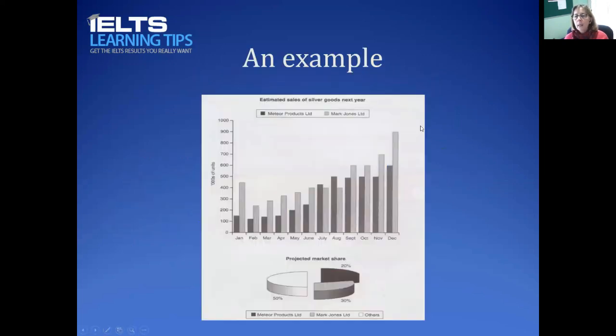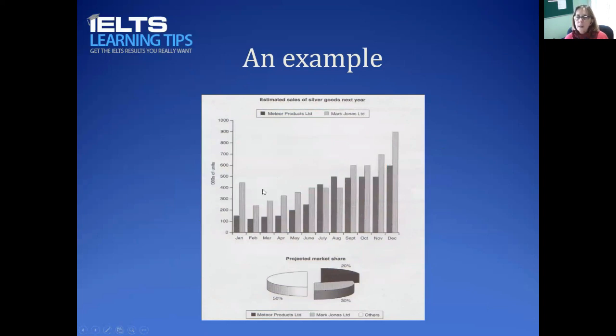So here's an example. It's from Academic Writing, I think by Sam McCarter, and it shows a bar chart and a pie chart. Now we can see it's about estimated sales, so it's going to be about the future. And there are two companies shown, Meteor Products and Mark Jones. The pie chart has the same, Meteor Products and Mark Jones, and it shows projected market share for this period.